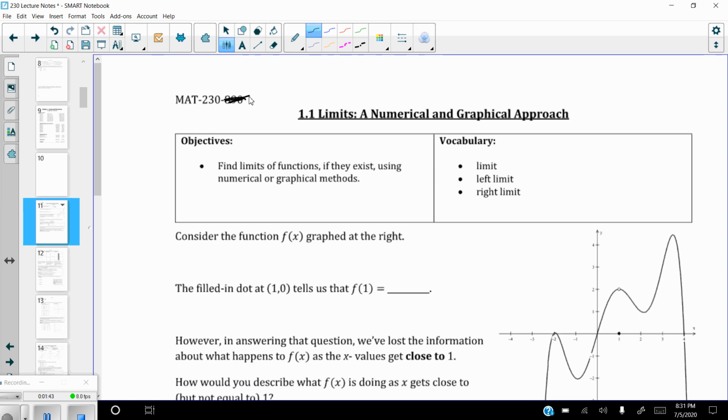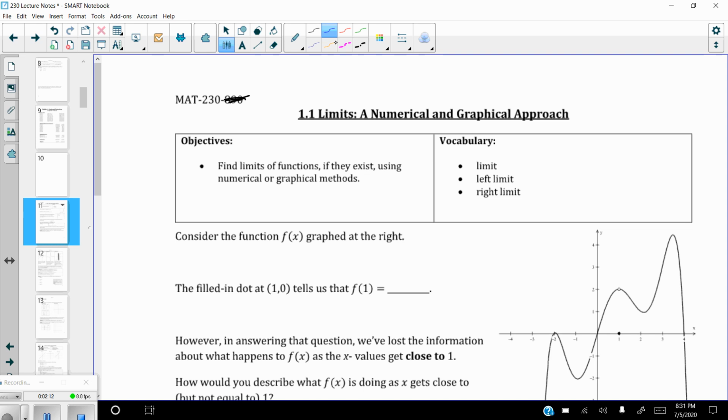Now it is calculus, so we're going to be taking a lot of higher level math and we're going to put it into this. The very first concept is a concept called a limit. And that's what we're going to talk about here in section 1.1. We're going to talk about limits numerically and graphically, as you can see here. Our objective here is to find the limit of a function if it exists using a numerical and a graphical approach.